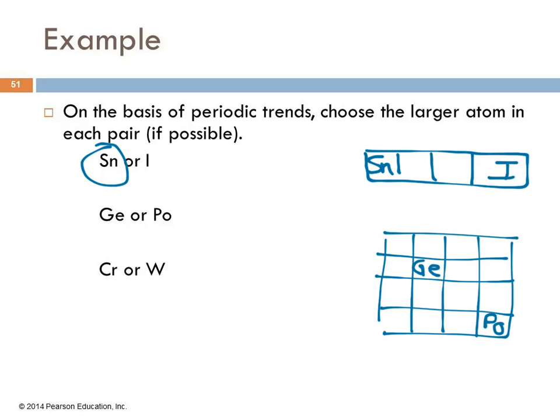So because they're not in the same period, we can't compare them? Well, let's think about it. Because they're not in the same period and they're not in the same group, it gets a little tricky, right? So we're having opposing forces here. Here's germanium. We would expect size to go down as we go across. Polonium is to the right, and so by that trend, we'd expect this to be smaller. But then we also know that the radius increases as you go down, which would say that polonium should be larger.